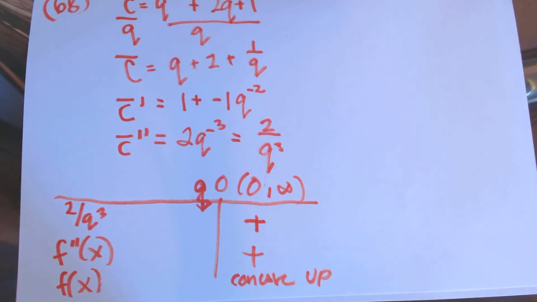So essentially we have just verified that the average cost function is concave up for any quantity bigger than 0. And that's it. That's all we need to do for this problem. We're done.